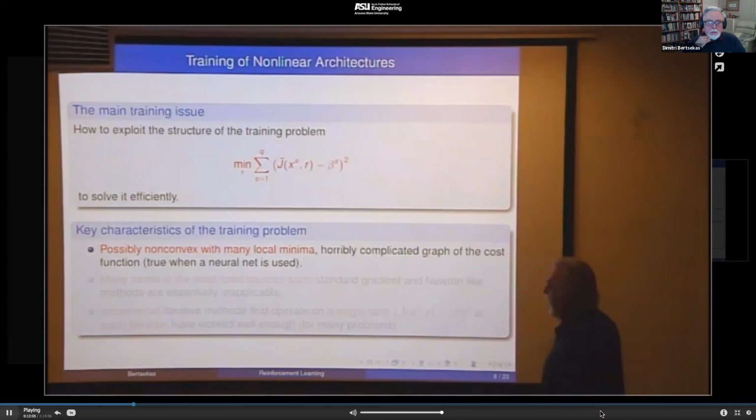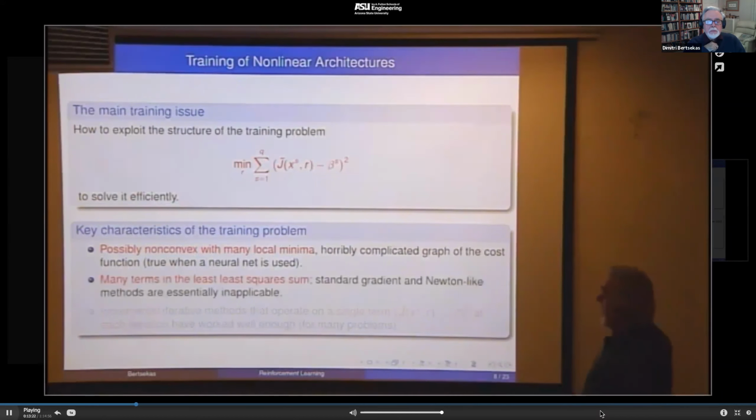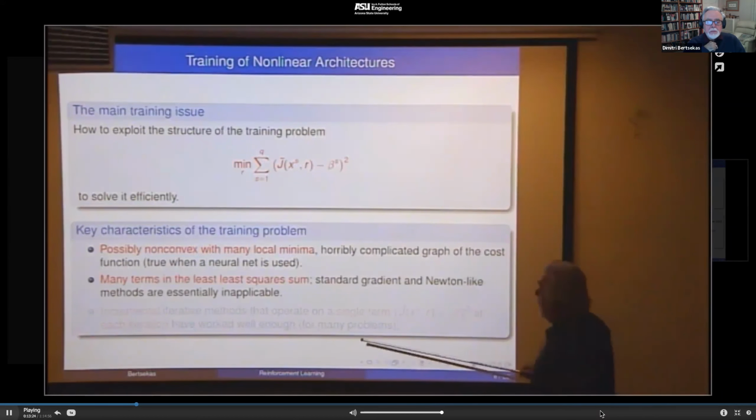Still, however, people have been able to deal with this. And this is one of those miracles that I cannot explain to you, okay? It has been done because somehow this structure can be addressed with gradient methods. On the other hand, the standard gradient methods would not work for this problem.